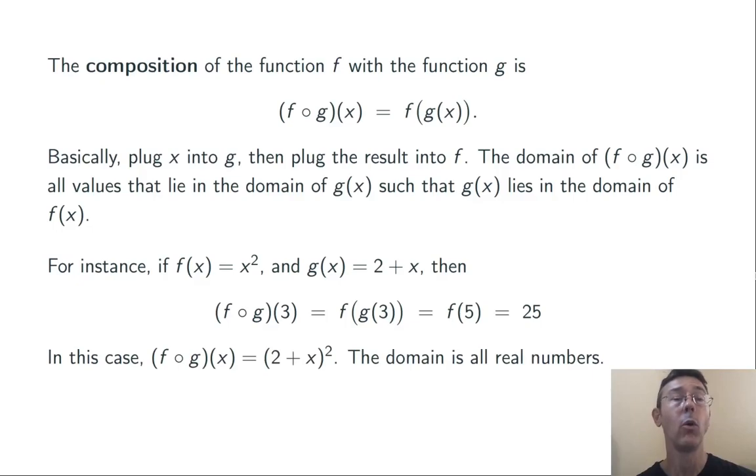Let's also write out the whole formula for f composed with g of x. What I'm doing here is taking the formula for g of x, 2 plus x, and literally plugging it in for x in the formula for f, overall 2 plus x quantity squared. In this case, the domain is going to be all real numbers. I have two polynomials. There's no number that I can't plug in here.